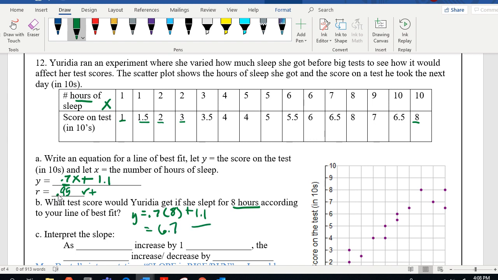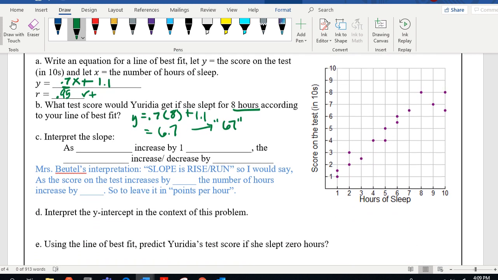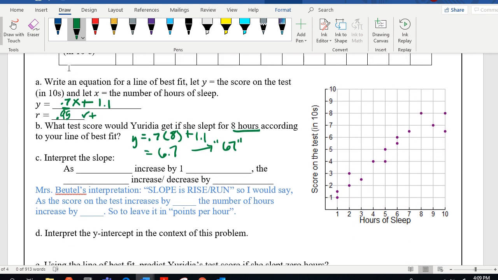So, by the way, what this actually means is a 67 for a test grade with 8 hours of sleep. Now, these numbers do not have to be exact. This is just an idea of the numbers, all right? So, moving on down the page, interpret this slope.